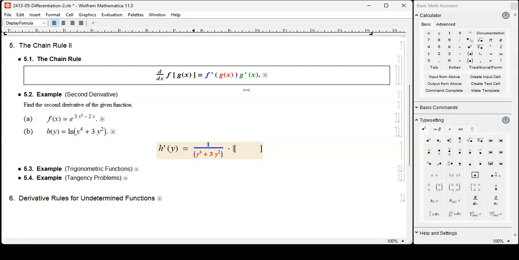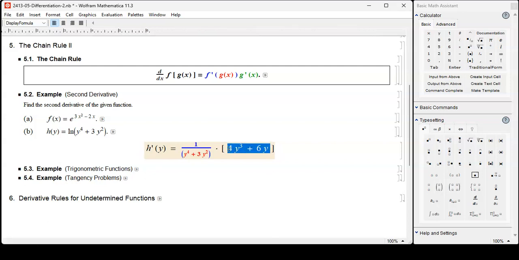And then we have to multiply by the derivative of the inside. What's the derivative of the inside? 4y cubed plus 6y. Did I do this right? That's the derivative of the inside.